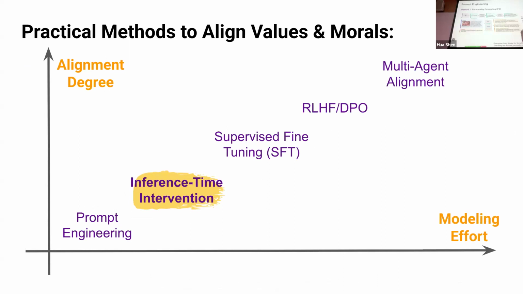The second one is about inference time intervention. I know this might be something underexplored and less familiar to many of us. We have multiple examples here, which I think could also be very promising, given its smaller effort but relatively better capability on the alignment.